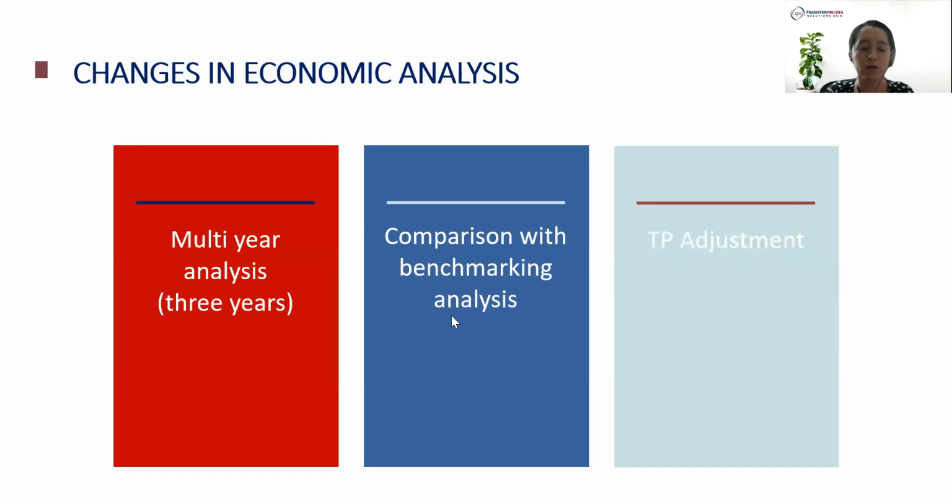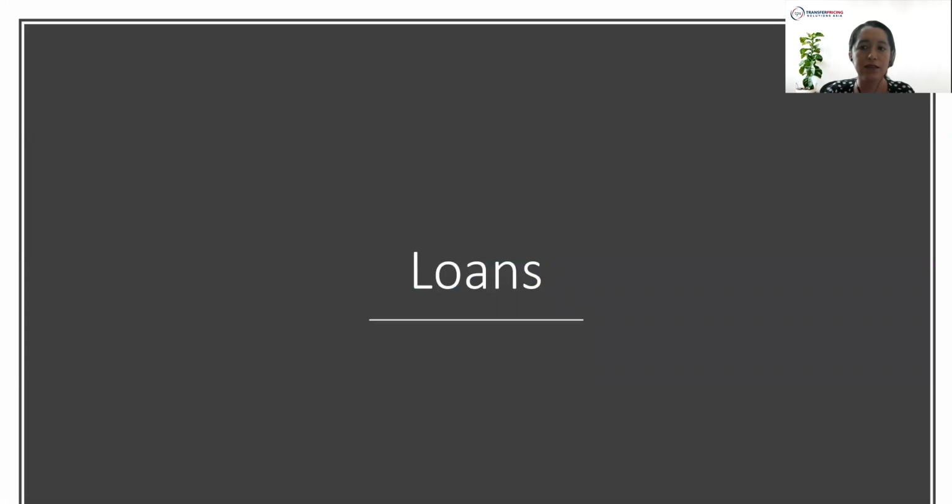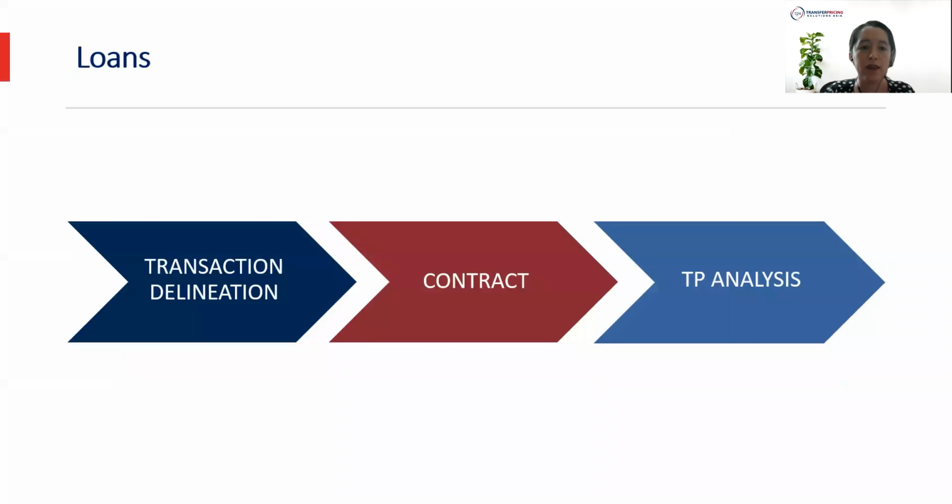As you can see, these 4 points cover a lot of the situations that distribution entities could be in, but it doesn't cover the issues that can be arising from intercompany loans. So let's see a couple of key TP aspects of intercompany loans. With intercompany loans, we have to have a clear transaction delineation whereby the intercompany loan is being supported as a loan as opposed to equity. Then there has to be a contract and there has to be a TP analysis that supports the interest rate.